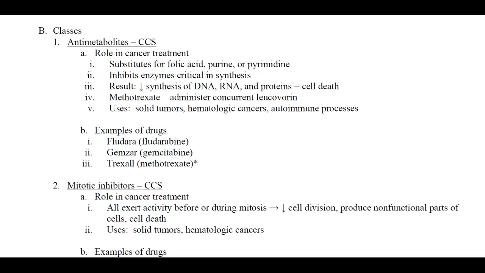An example of this drug is methotrexate. So methotrexate is a folate antagonist, and this has to be administered concurrently with leucovorin. This is an antidote for folic acid antagonist, which will decrease the toxic effect of methotrexate. By administering leucovorin, it will allow cells to have folic acid rapidly, and so it will prevent the death of normal cells when we administer methotrexate. These drugs are used for solid tumors, hematologic cancers, and autoimmune processes or disorders. Examples of drugs in this class are Trexall or methotrexate.